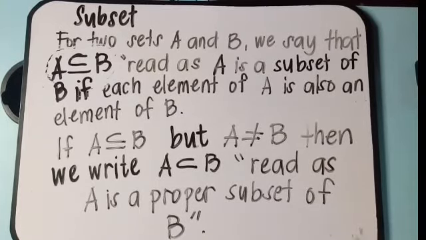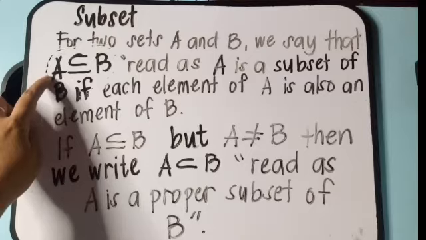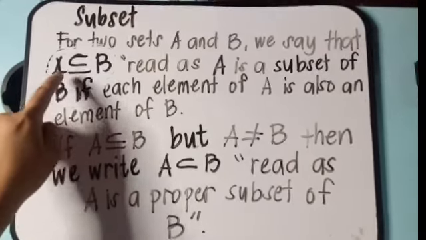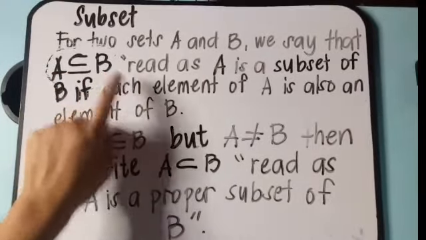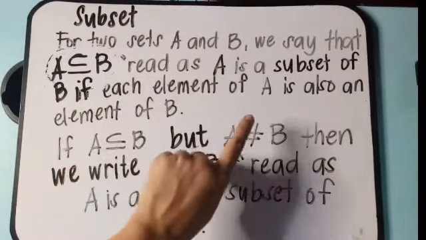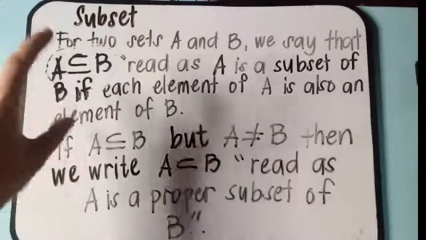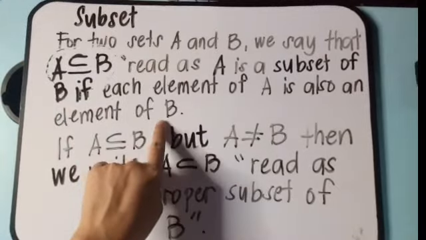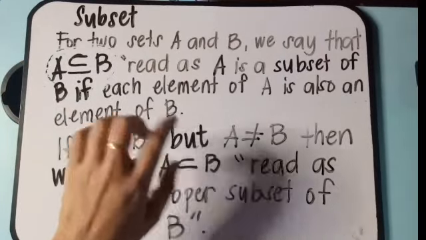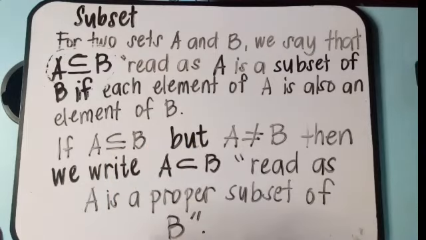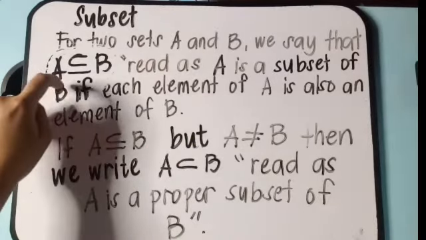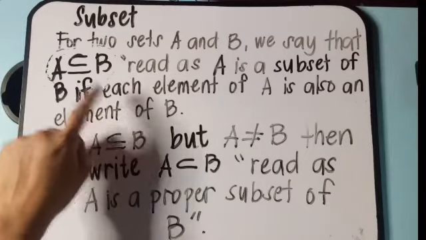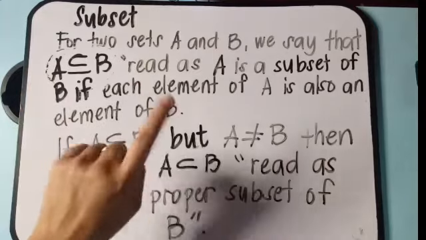So, for two sets A and B, we say that A is a subset of B. This symbol stands for subset. A is a subset of B if each element of A, lahat daw, yung elements ni A, is element din daw ni B. Makikita doon sa set ni B. Ganon ang subset. Yung elements na A ay meron din daw sa elements ni B. So kapag ganon, ang tawag doon ay A is a subset of B.